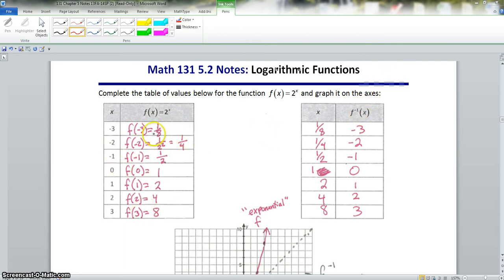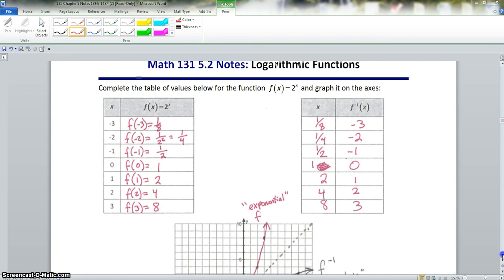Now to do the inverse, all we have to do is just switch out the f of x with x. So f of x is 1/8, that would become x. The x will become f inverse of x, like we did in 5.1. Now, we have these values here. You need to fill those values in.